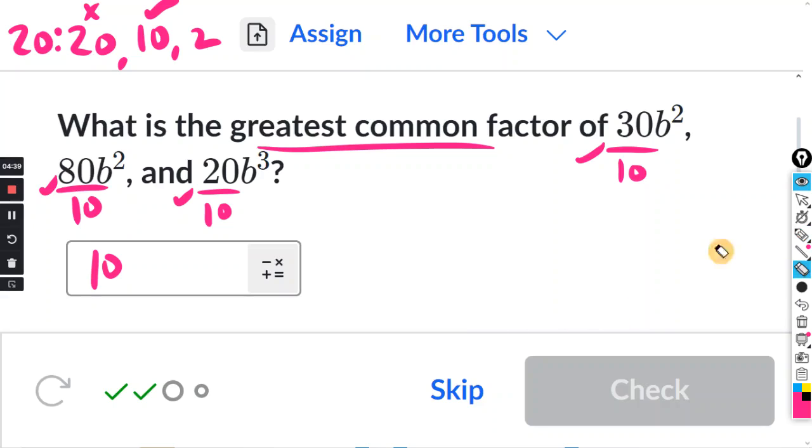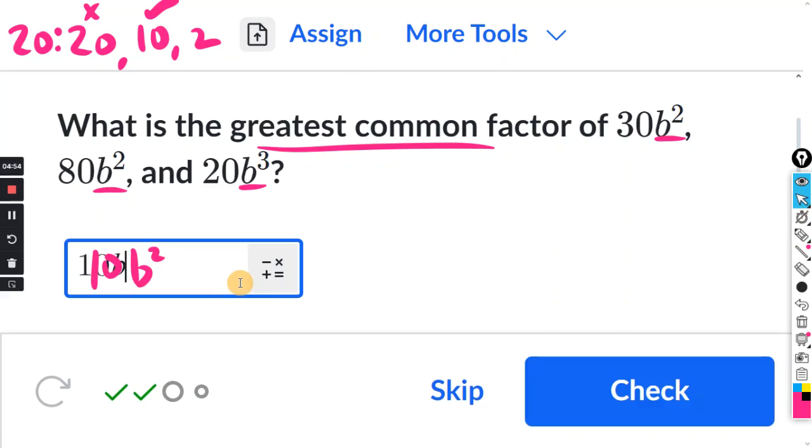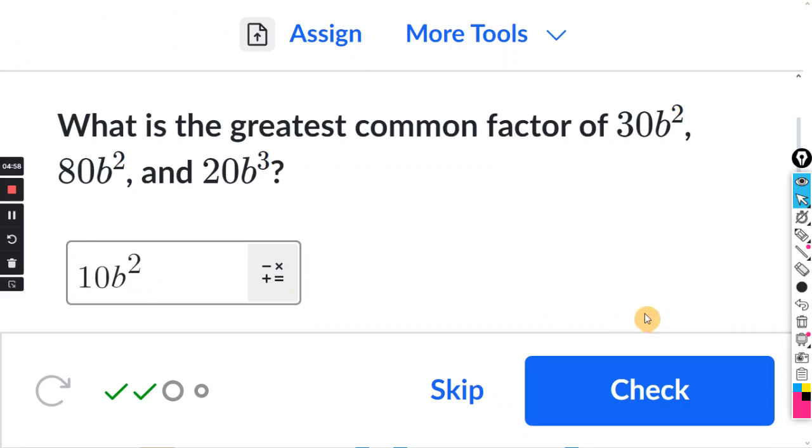And the next up, you want to look at the exponents and go with the smallest one. B squared, b to the third, b squared. The smallest one is b squared. So in the box, 10b, shift 6 for the exponent, and type the squared, 10b squared.